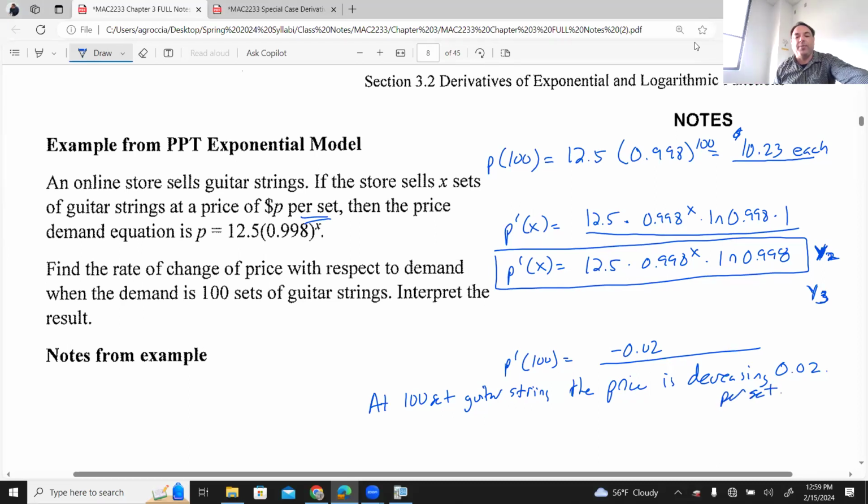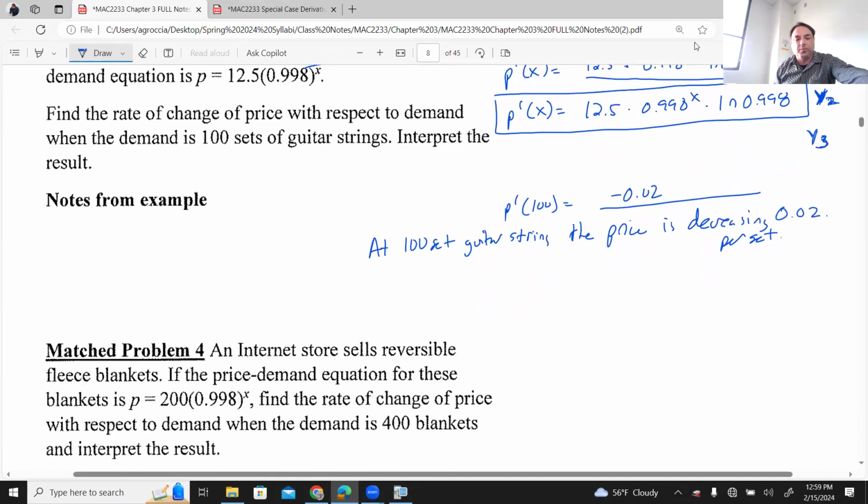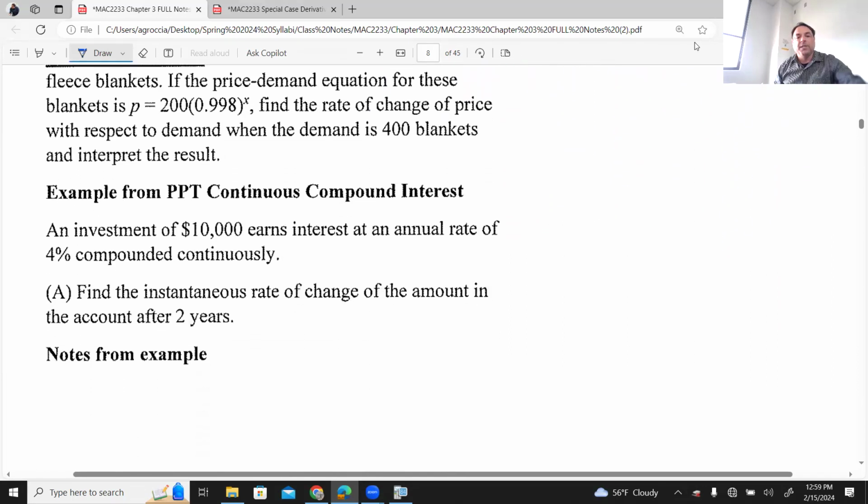Perfect. All right. Last word problem. This goes back to what I showed you in 3.1. Continuous compound interest rate. That formula is A equals P times e raised to the r, rate, times t, time. A stands for how much is going to be in your account, P is principal.